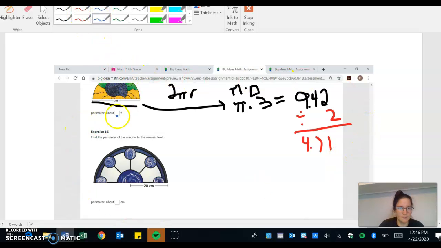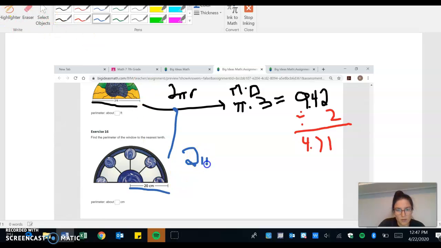For number 16, same thing. Find the perimeter of the window to the nearest tenth. You have to notice that this is a circle. Again, it's half a circle, but the outer edge is a circle. Perimeter means around the shape. This time we're given the radius, so we're going to do 2 pi r. So 2 times pi.